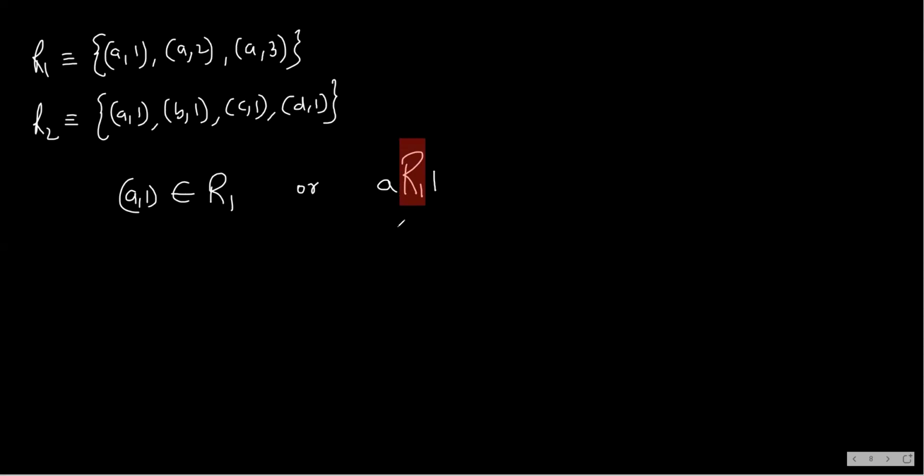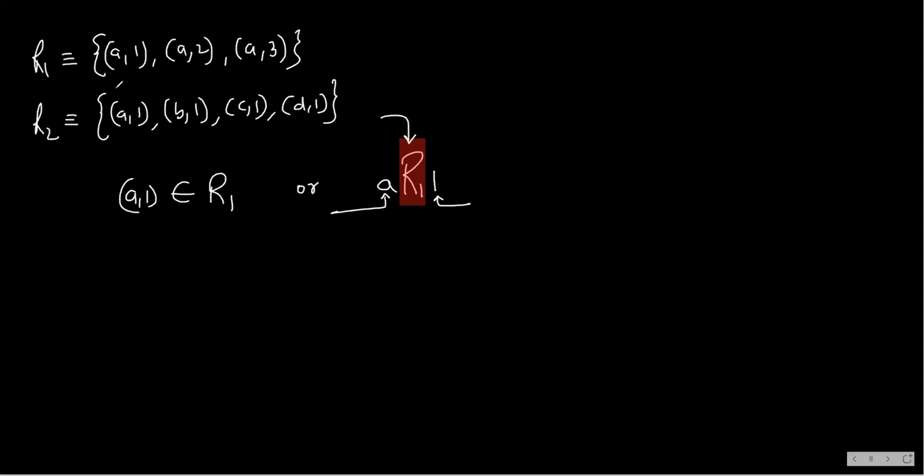So what does it mean? It means that the element A, the first component, which is from set A, is related to the second component 1, which is from set B, by the relation R1. So A R1 1. This is also a way of writing.